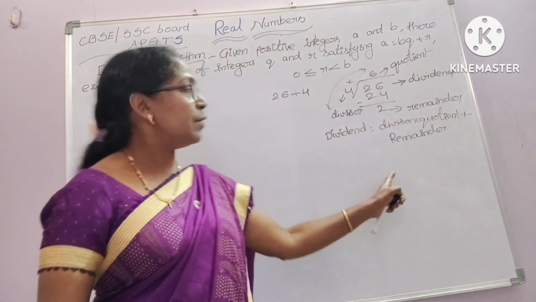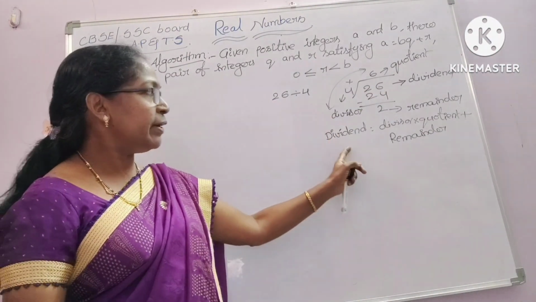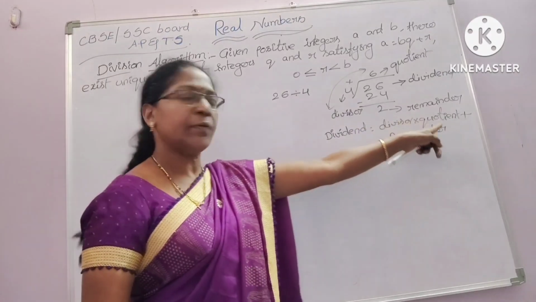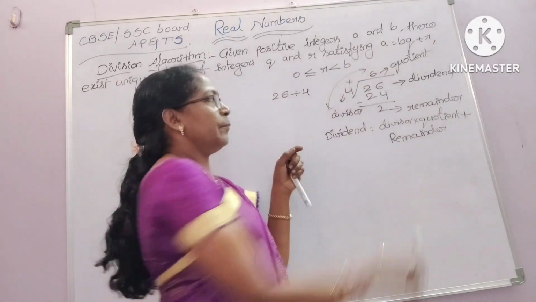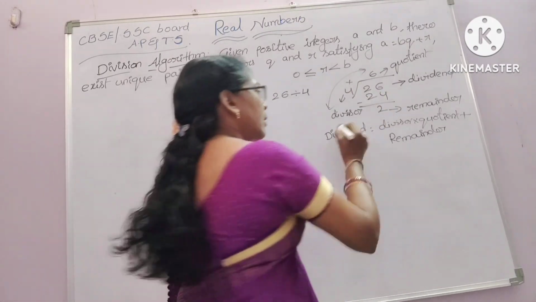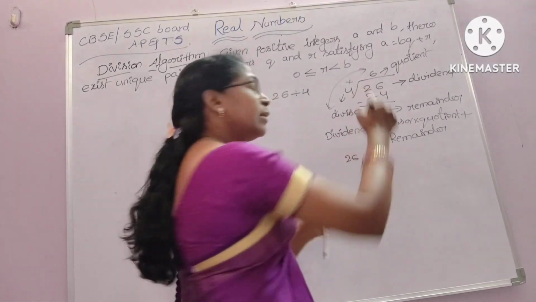This is a proof of the division. So dividend equals divisor into quotient plus remainder. What is the dividend in this question? 26 is the dividend. So just check it. Is it correct or not?